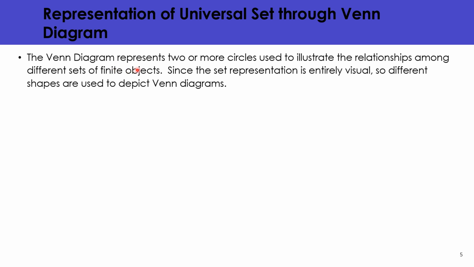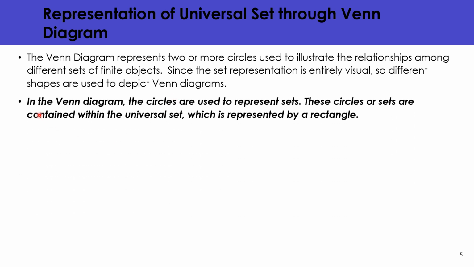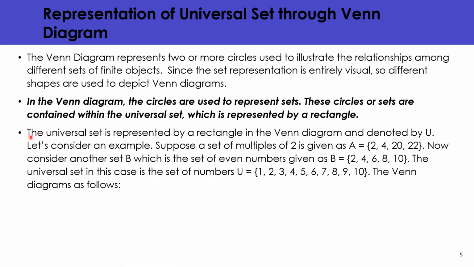Okay, so representation of the universal set through the Venn diagram. The Venn diagram uses two or more circles to illustrate the relationships among different sets of finite objects. Since the representation is entirely visual, different shapes are used to depict Venn diagrams. In the Venn diagram, the circles are used to represent sets. These circles, or sets, are contained within the universal set, which is represented by a rectangle and denoted by U.